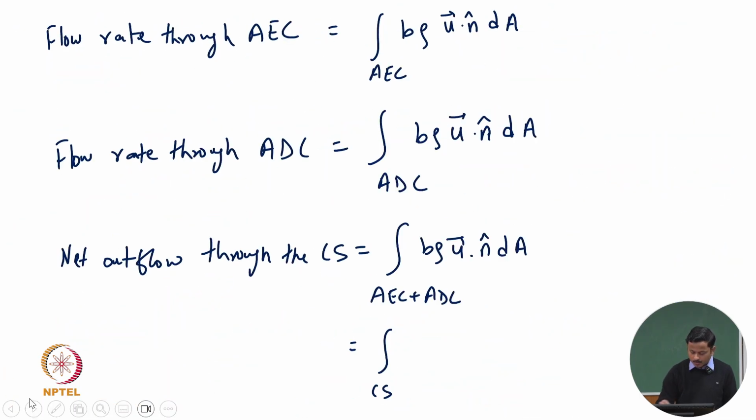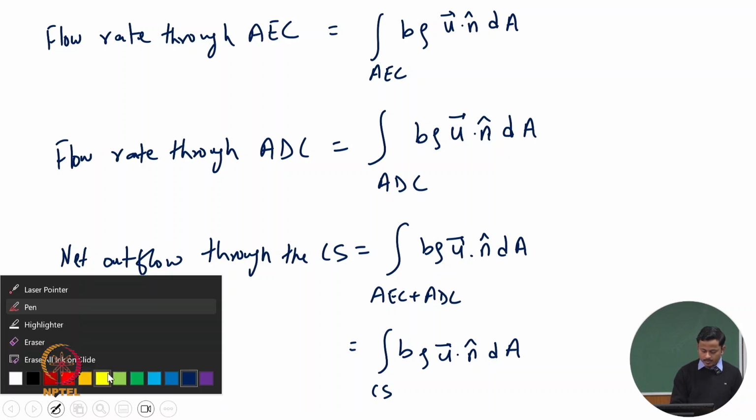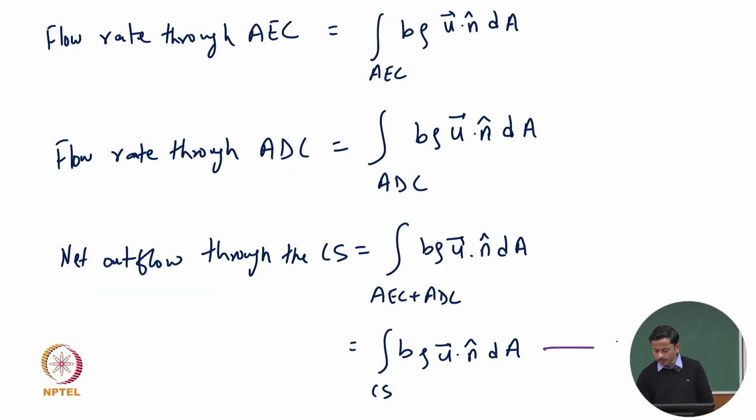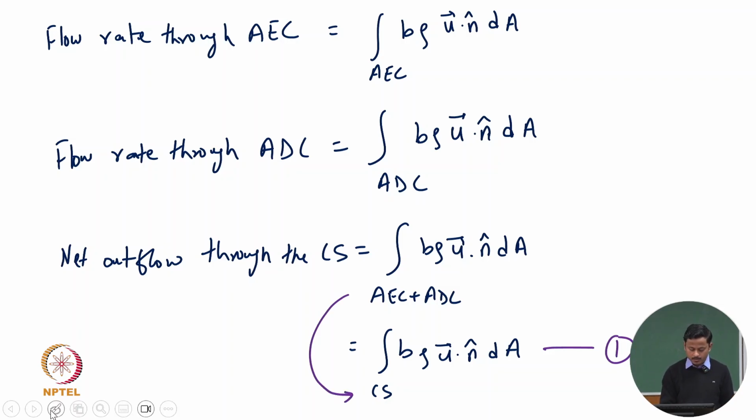These are the two arcs. Hence I have written this as a control surface here, with B rho u dot n cap dA. So this is an expression for the term for the inflow and the outflow. Okay, so AEC plus ADC is the control surface.